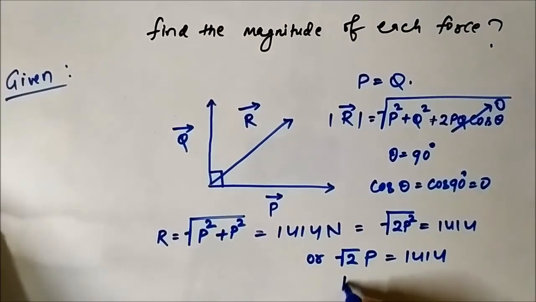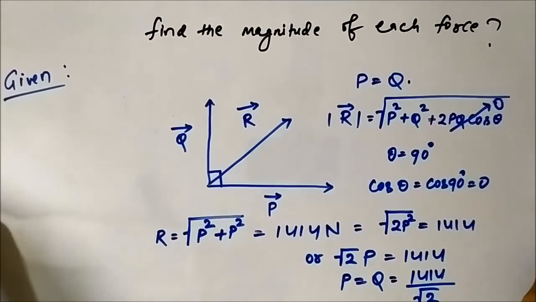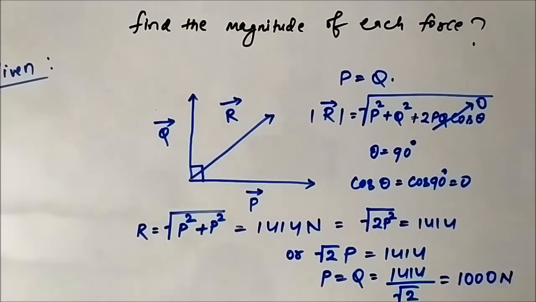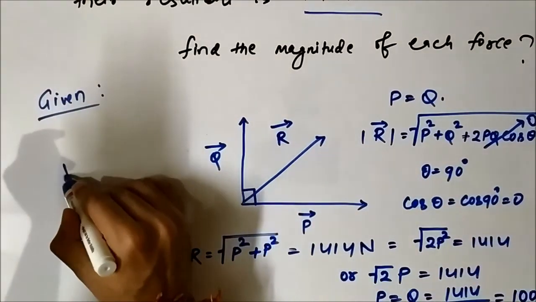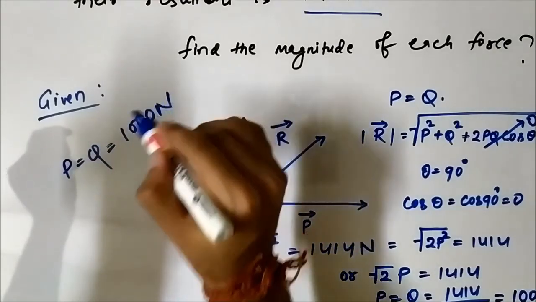So P, which is equal to Q because both the forces are equal, is 1414 divided by root 2. Now you can calculate it. You can use a calculator. Let me use the calculator here to calculate. So this is equal to 1414 divided by root 2, 1000 Newton. So the magnitude of each force, this equal force, is equal to 1000 Newton. So the two equal forces P equal to Q have magnitude equal to 1000 Newton.